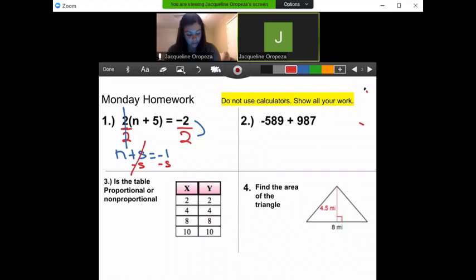These cancel out, leaving me just my n. Then my focus is on this side. I have a -1 and I have a -5. So they're both the same signs. I'm going to add them, and that gives me -6.